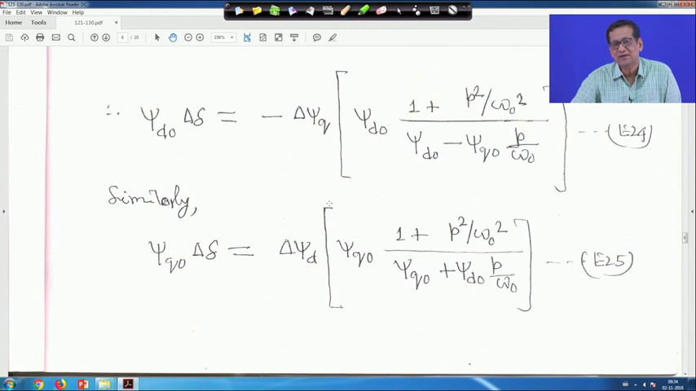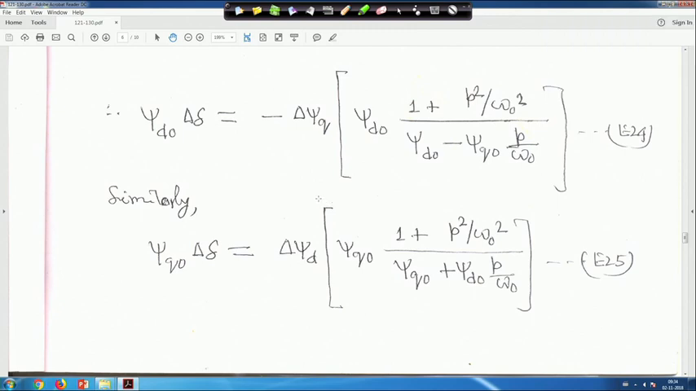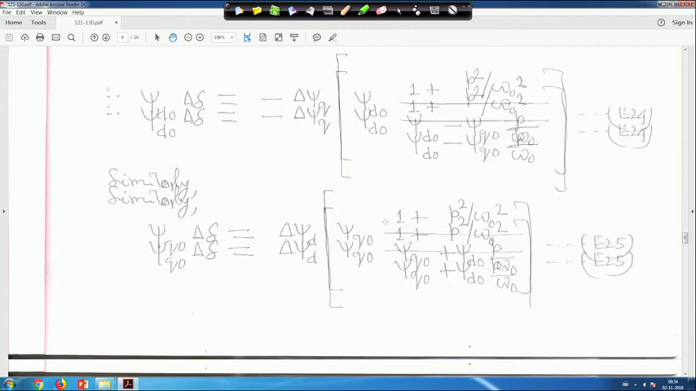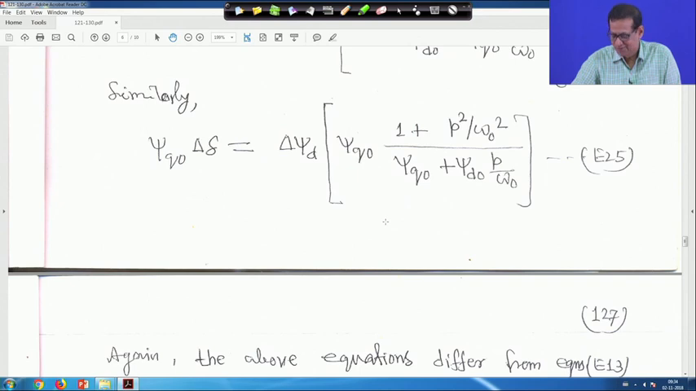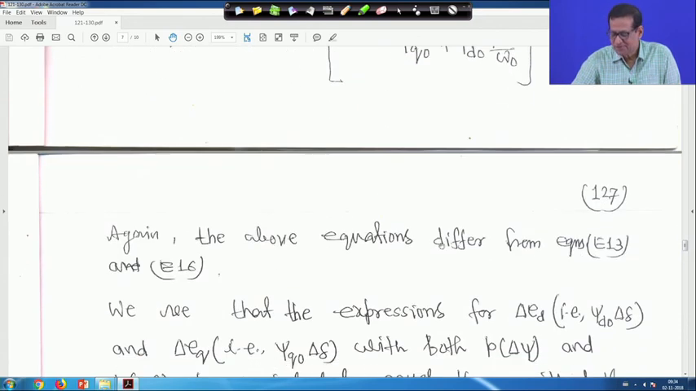So, most of the things I have made for you, but a little bit you have to do on your own, right. So, again the above equations differ from E13 and E16, right.